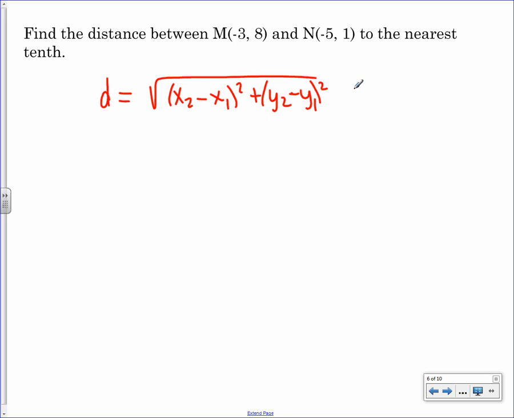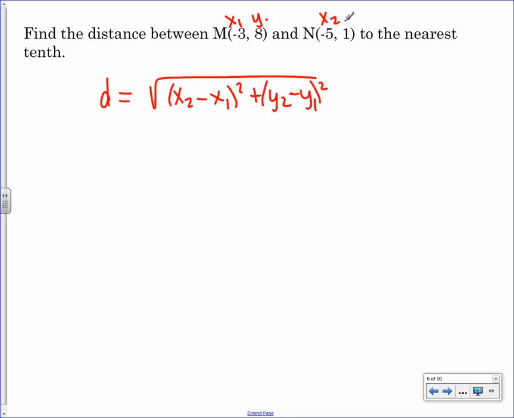The question now is, what's x2, what's x1? How do I know what those are? Give this a letter. That's an x, and that's a y. That's an x and a y. This is the first x I saw, so I'm going to call it x1. This is the first y, so I'm going to call it y1.